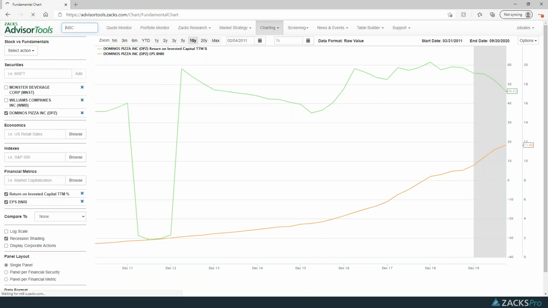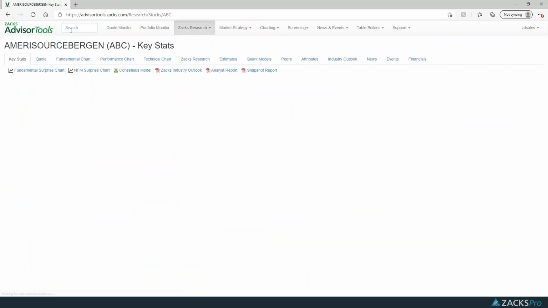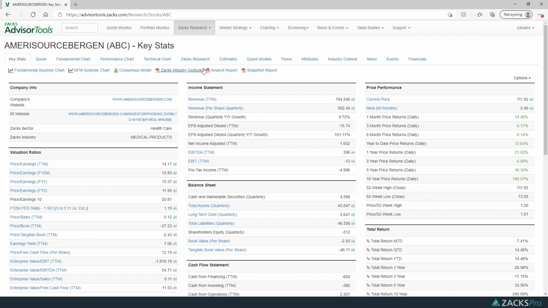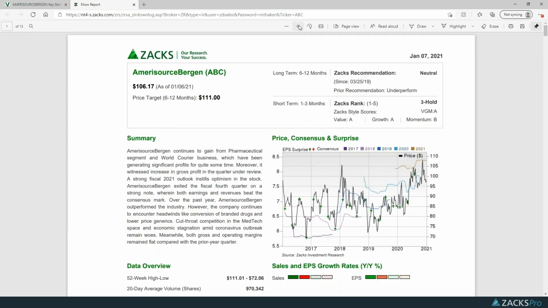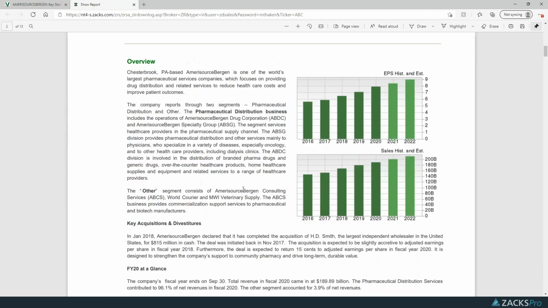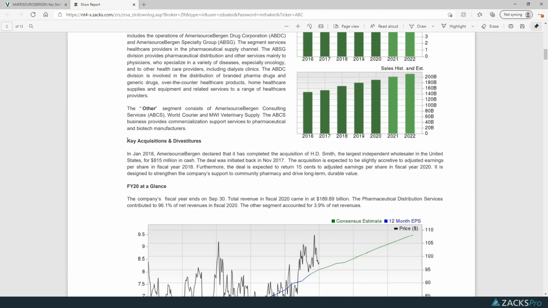So if I were to look at ABC here, I can enter that into our main ticker box and read up on our analyst report on this particular company. So this is a great additional resource to perform additional qualitative analysis on what the company does. Page 2 is a great overview. So if you're not familiar with that company, page 2 is what I typically look at first, and it tells you exactly what they do and what they've been doing over the recent time frame.